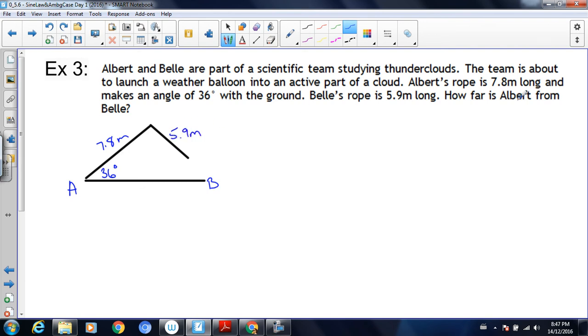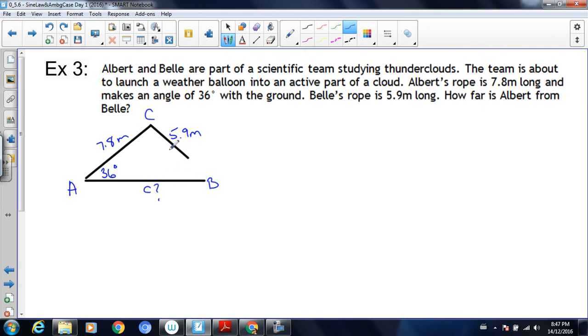We want to know how far Albert is from Bell. So we need to figure out this right here. I'm using the letters A, B, so I might as well use A, B, and C. Therefore, I need this right here. I need side C. That's what I need to do.